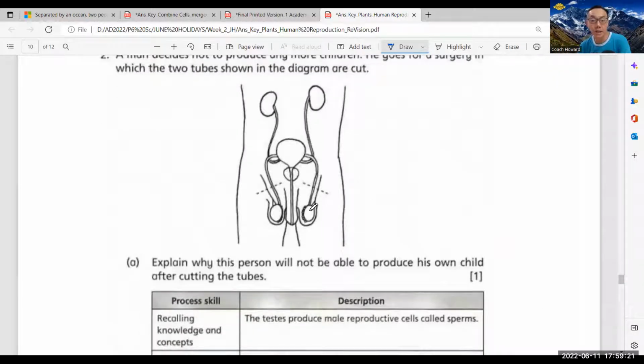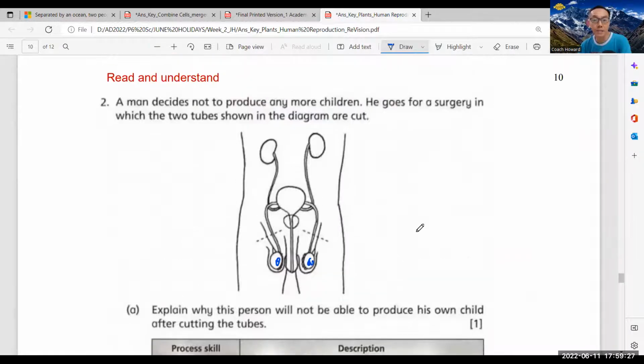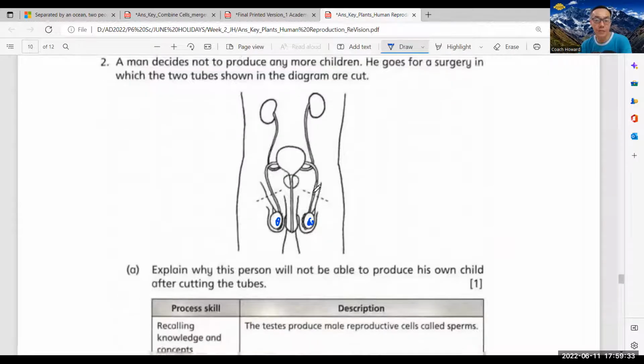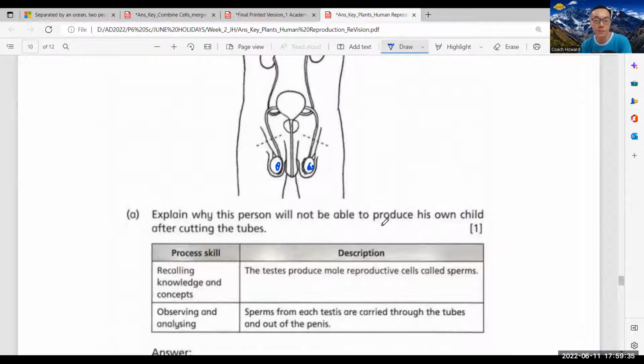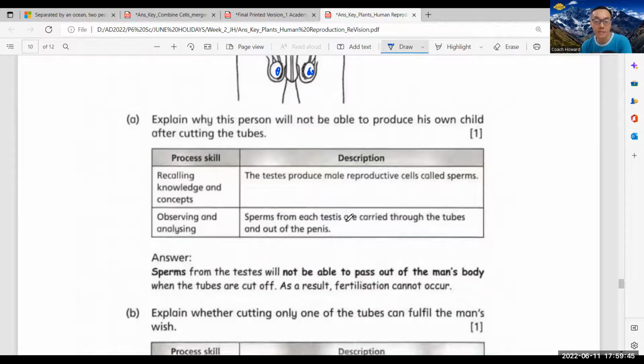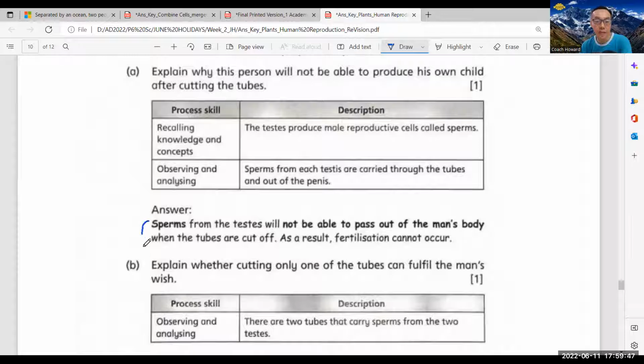So you notice this part, this is the testis, right? This one produces the sperm. So if they say that this man decided not to have any more children, he goes for a surgery in which the 2 tubes shown are cut. So they cut this part, the operation. They ask you to explain why this person is not able to produce his own children. The reason is very simple: the sperm cannot be released through the penis here, cannot be sent to the vagina.